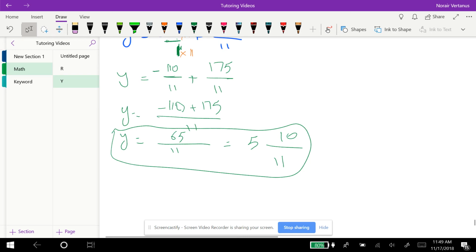Now we're done. You can check your work as you plot x and y. In earlier videos I mentioned it. So put x and y into both equations. Make sure you get true statements. All right, done.